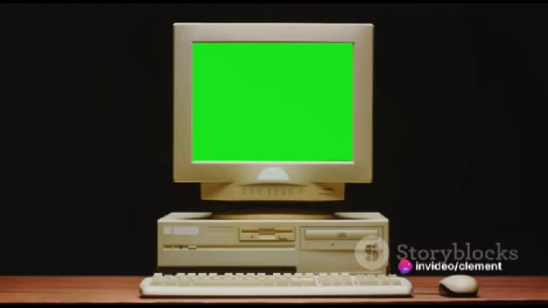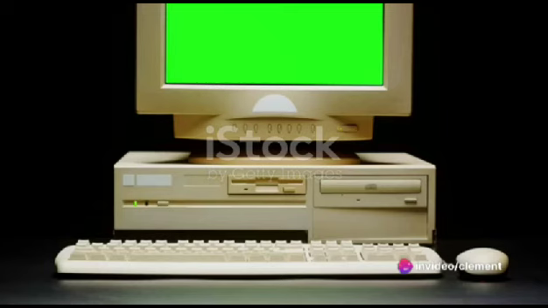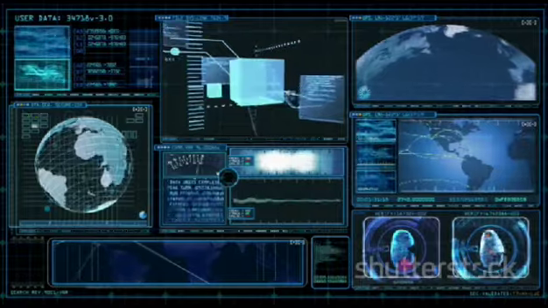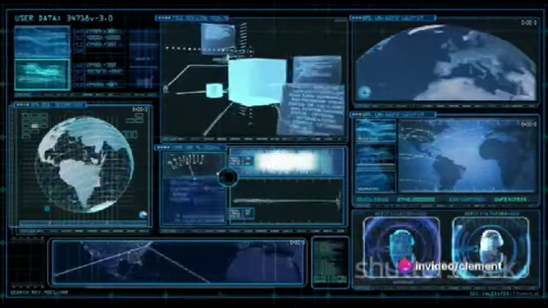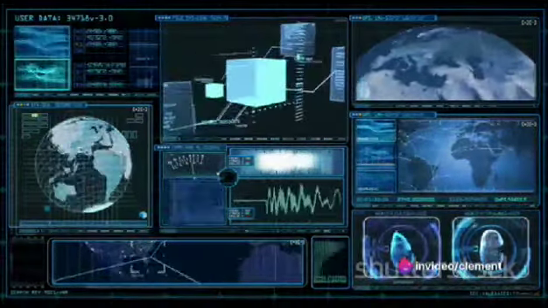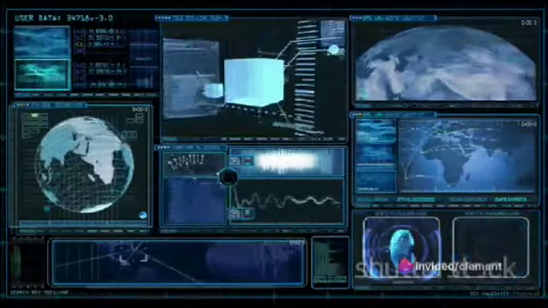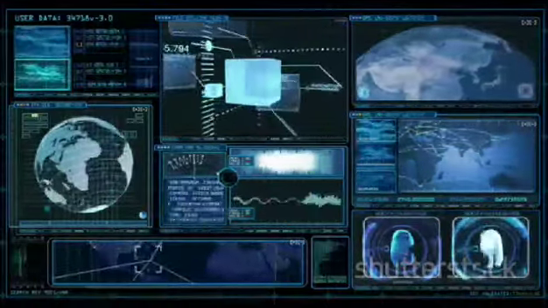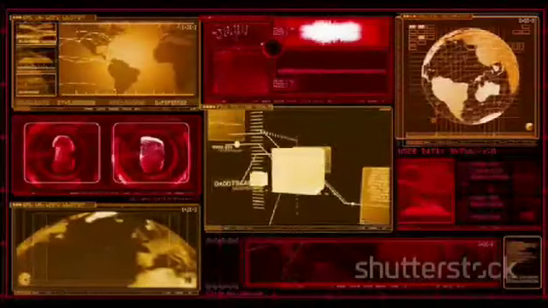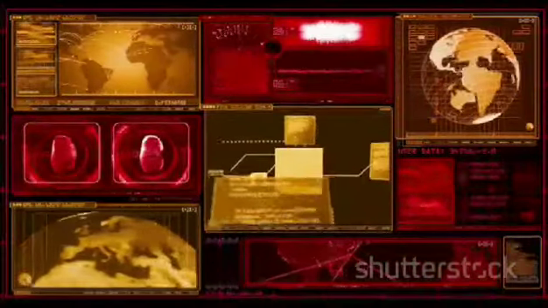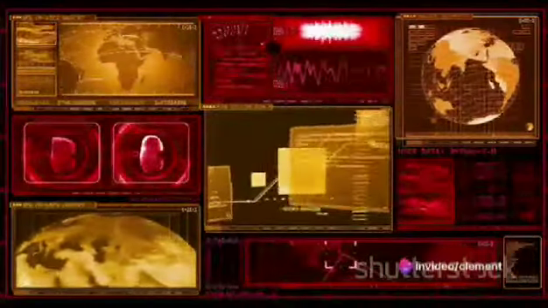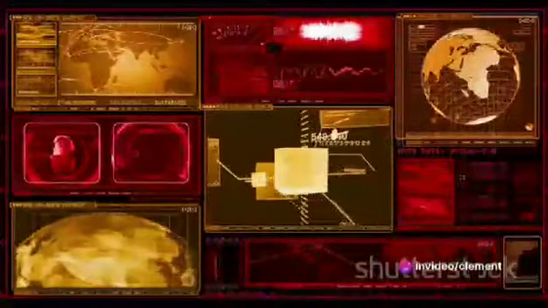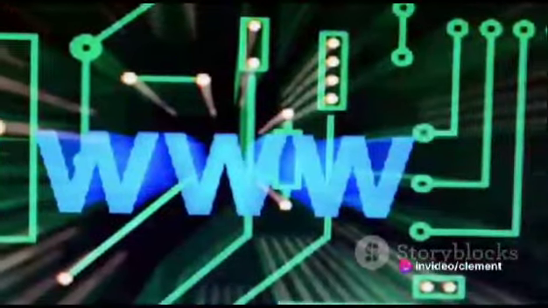Unlike the Altair, the Apple II was user-friendly, with a color display and a keyboard. It was one of the first successful mass-market personal computers, and it set a new standard for what a computer could be. As personal computers became more common, the way we interacted with them evolved. The introduction of graphical user interfaces, or GUIs, in the 1980s was a significant development. Instead of typing commands, users could now point and click with a mouse. This made computers even more accessible and intuitive to use.